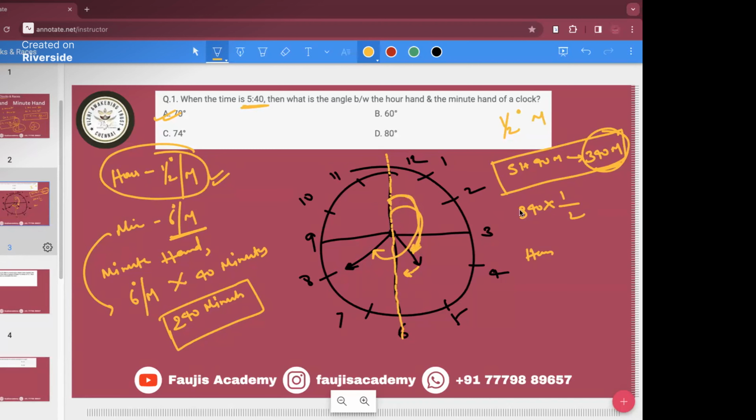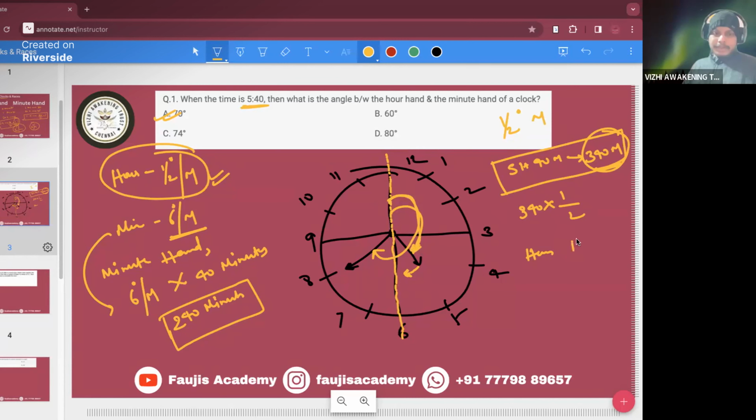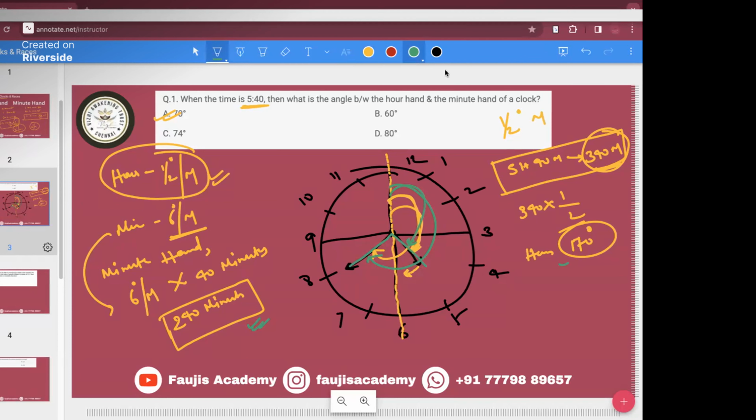170, yes, absolutely 170 degrees. Now from 12 to, let me choose another color. From here to here, it is some angle which is 240, and from here to here, it is 170. If we reduce this one from here, will we get this angle? Will we get or not? Yes or no, guys? Yes, sir.